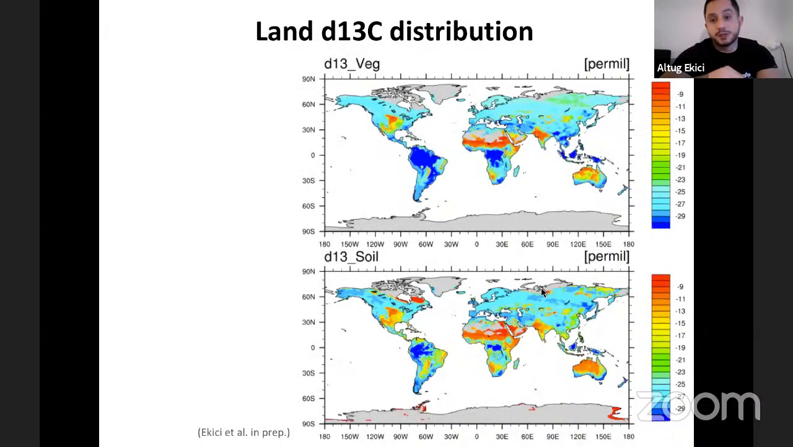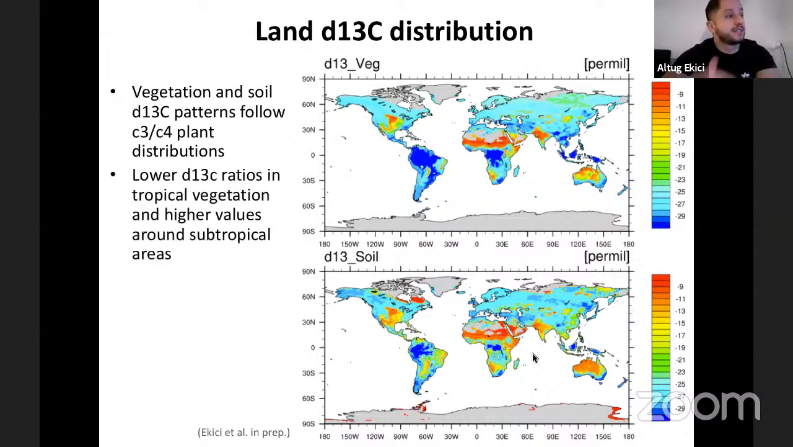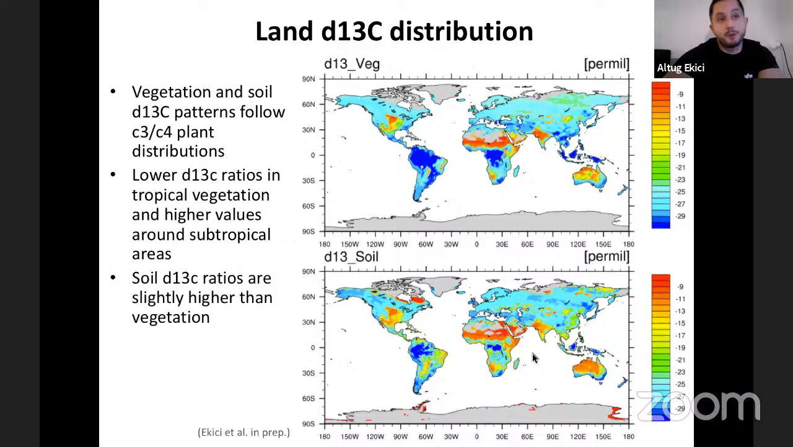If we look at the distribution on land, in the upper panel we see the vegetation map, and in the lower we see the soil. So delta 13C is following the C3, C4 plant distribution. This is expected, as the photosynthetic discrimination actually differs for these two types of plants. What we see is lower delta 13C ratios around the tropics and a bit higher values around subtropical areas. And comparatively, in the soil, we see slightly higher values than vegetation. These are quite acceptable, and they are comparable to other studies with the land-only runs.